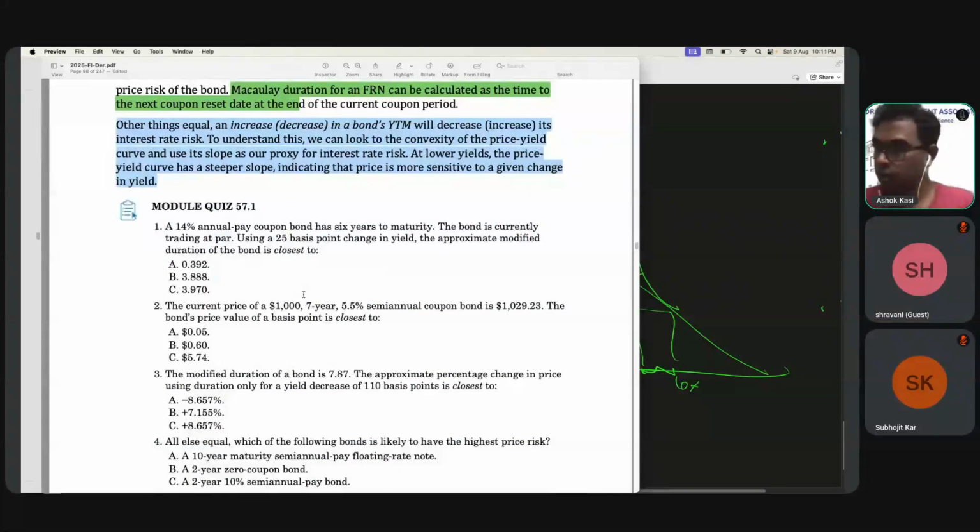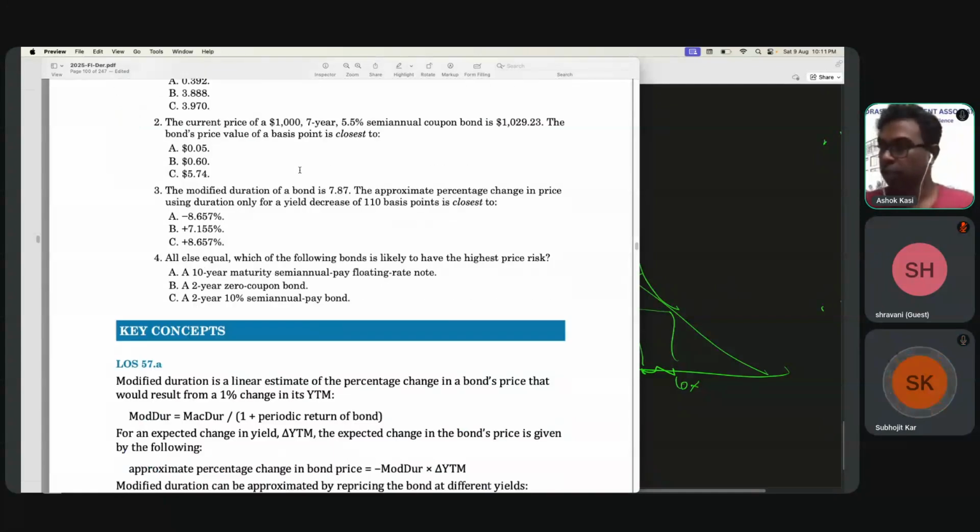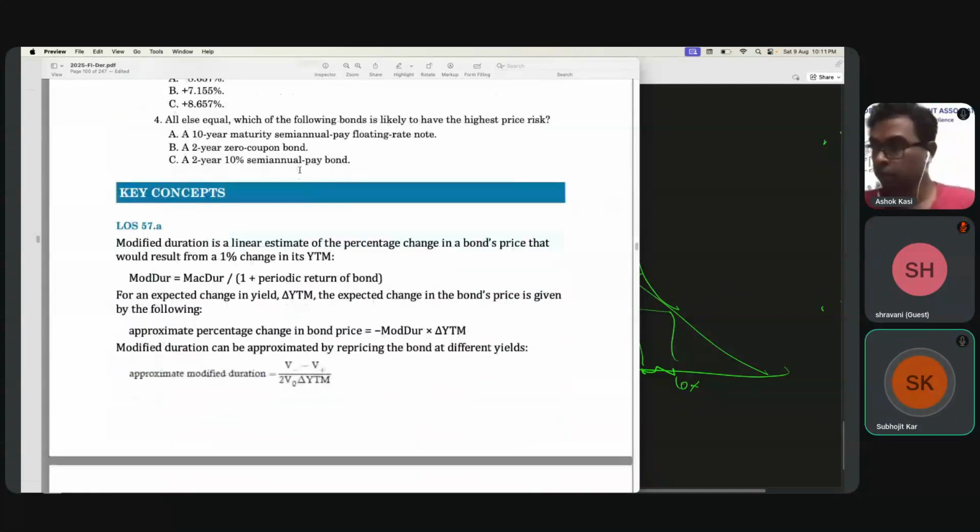See this module quiz. These are all sums. So please do it at home, and then let me know. I don't see you people asking me any doubts in the module quiz. In case you get doubts, I'm hoping that you are doing it. If you are not doing it, you are taking a huge risk. If you are taking a very big risk by not doing it, it will be a blunder.